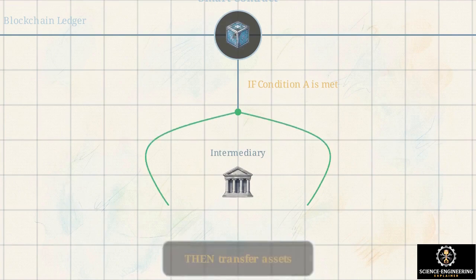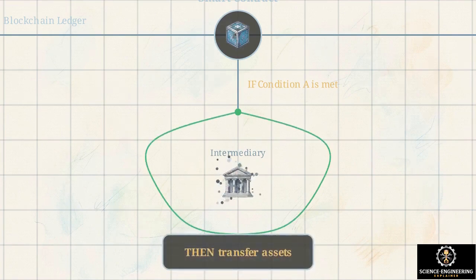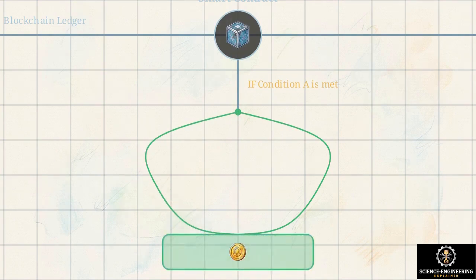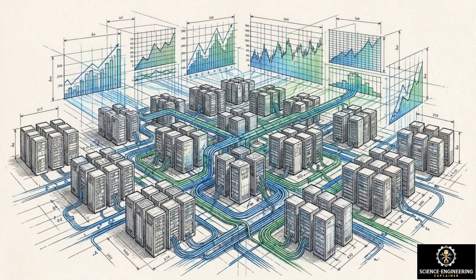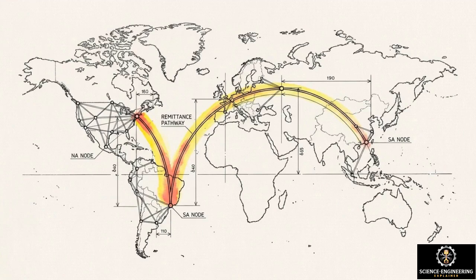There is no room for human interpretation. If the code executes, the assets transfer, completely bypassing the need for traditional intermediaries, like lawyers, notaries, or clearinghouses. This specific capability has generated the decentralized finance sector, where complex lending protocols and asset trading are fully managed by autonomous code. It also strictly optimizes cross-border remittances.